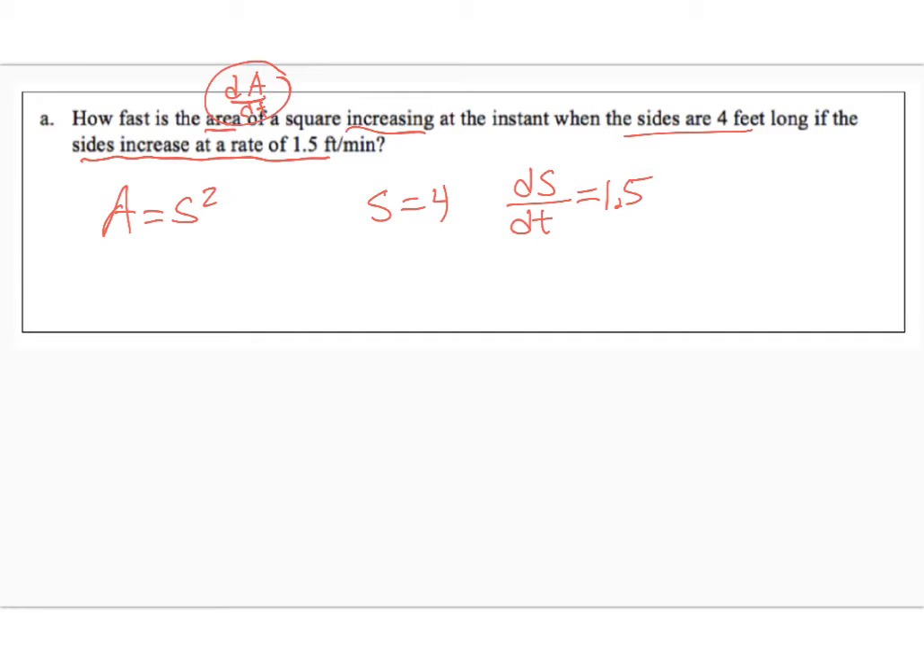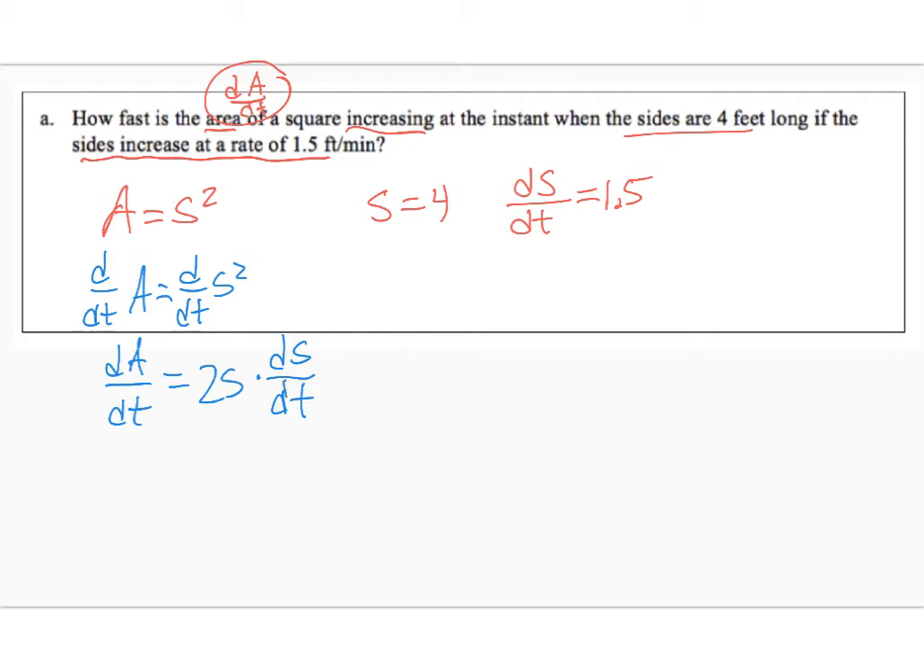I'm looking for dA dt. The good news is that I have an equation that involves A. So if I wanted to take the derivative of A with respect to t, that would be dA dt. The derivative of side squared with respect to t would be 2s, and because it's implicit, I have to do ds dt. In other words, because we're using a different variable, I have to use that implicit method.